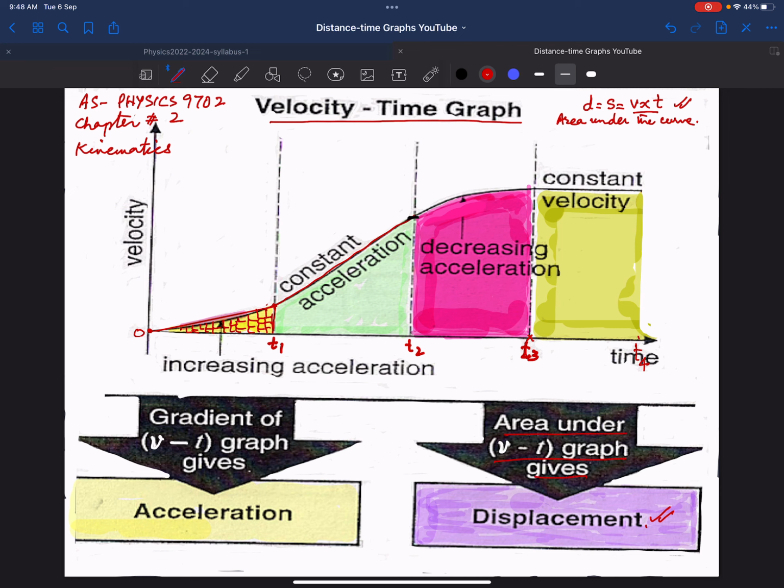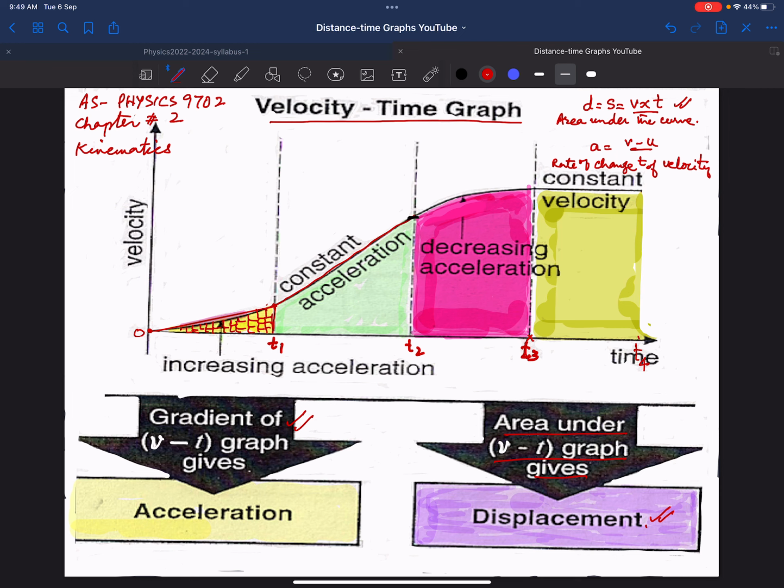On the other hand, when you consider the definition of acceleration, then acceleration is nothing but v minus u divided by t, that is, the rate of change of velocity. Or simply you can say that the gradient of the Vt graph gives us the acceleration. So this is what we have.